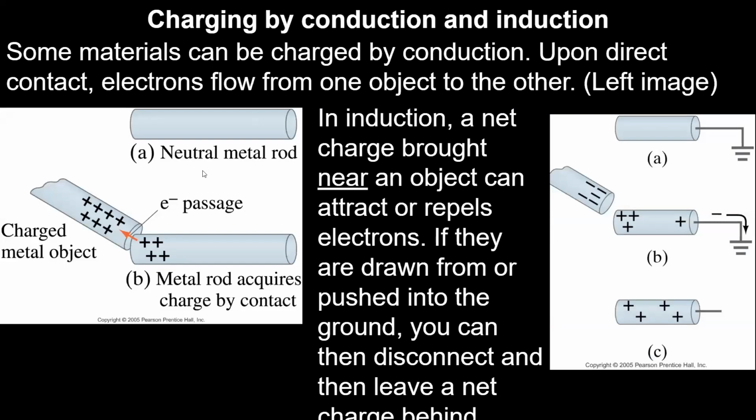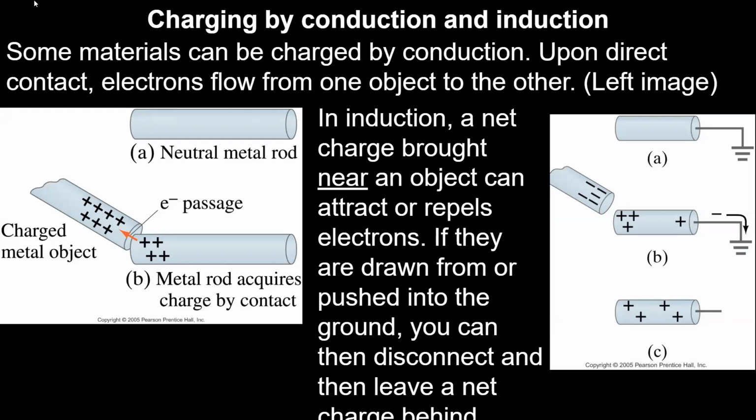Now, this goes into the next thing we're going to talk about, which is charging by conduction and induction. Conductive charging means that you are charging by directly pressing a conductive material against another. This facilitates the transfer of electrons between two objects directly.